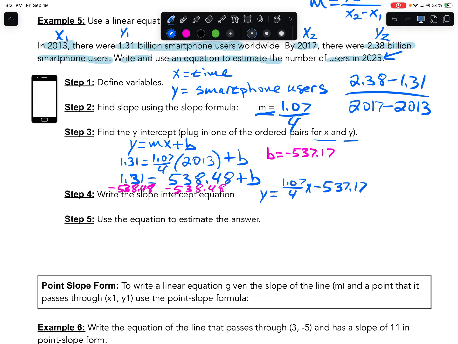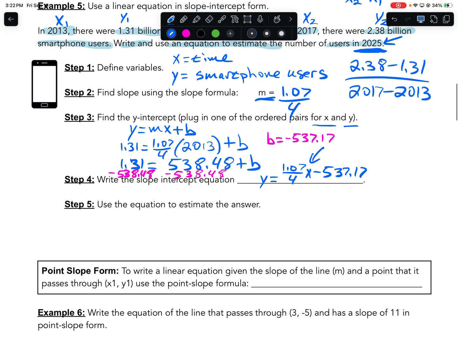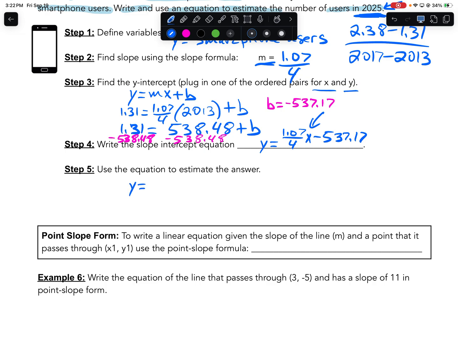537.17. So generally when you do these real life kind of problems, they have real life numbers in there and the numbers don't work out to be whole numbers. They're ugly like they are in this problem, which you just got to deal with. It's not that big a deal. So next thing we're going to do is plug in this 2025 right here in for this x right here. Okay? So final part of the equation is this, y equals 1.07 divided by 4 times 2025 minus 537.17. So do you think you might get a question like that on your test? Hell yeah.